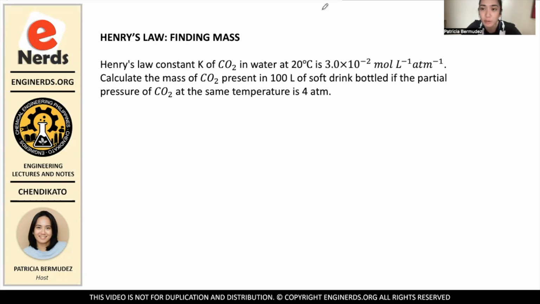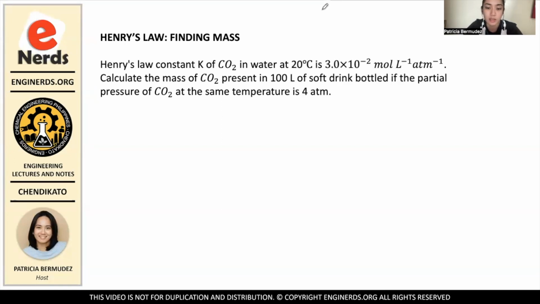And for today's video, we will be discussing Henry's law. So the problem states that Henry's law constant K of carbon dioxide in water at 20 degrees Celsius is 3 times 10 raised to negative 2 mole per liter per atmosphere. Calculate the mass of carbon dioxide present in 100 liters of bottled soft drink if the partial pressure of carbon dioxide at the same temperature is 4 atmosphere.